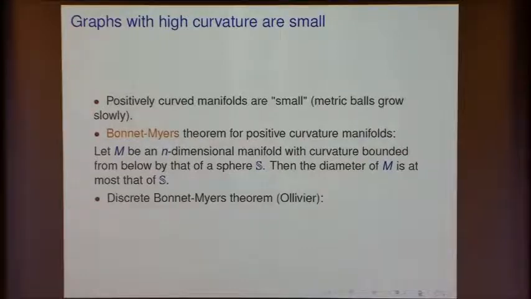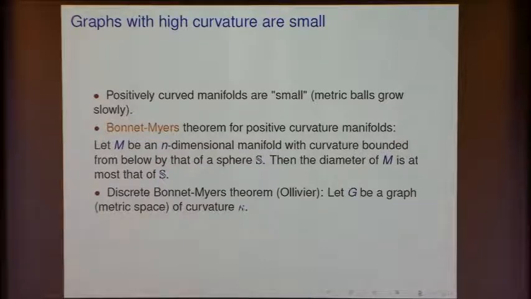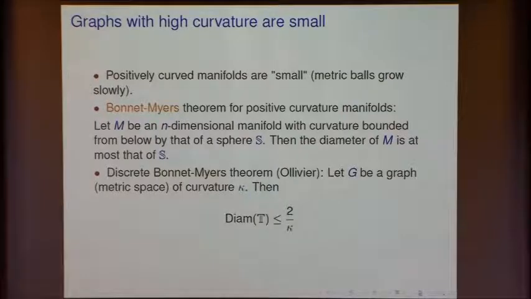And we have this discrete version of this, due to Olivier or maybe some other people. Suppose we have a graph, or any discrete metric space, of curvature kappa. Then the diameter of this graph is at most 2 over kappa. Let me prove it. This is a very easy statement.